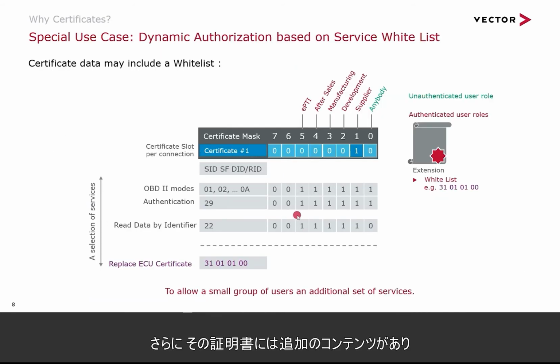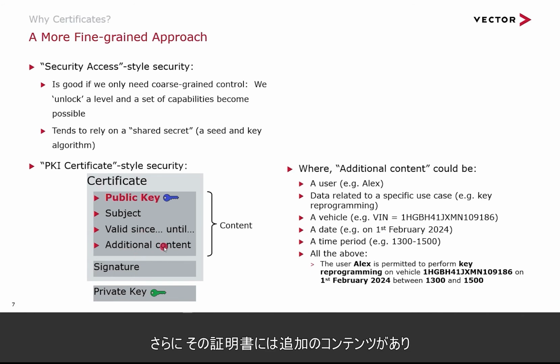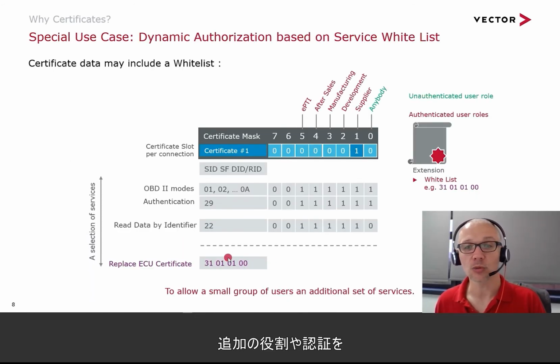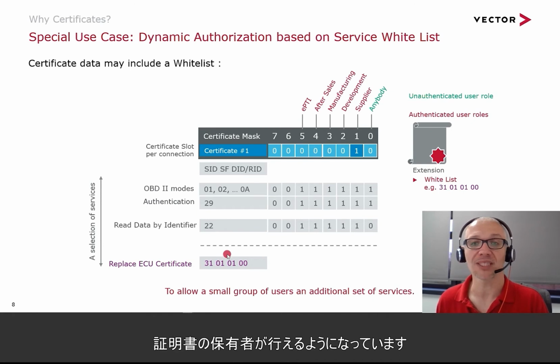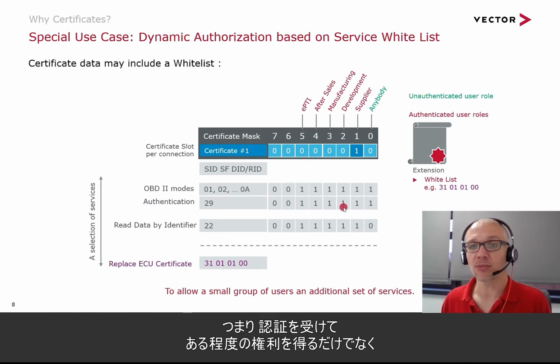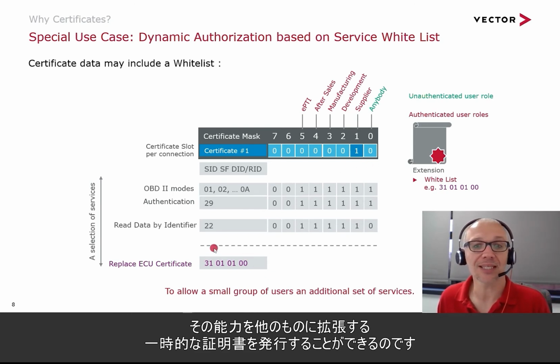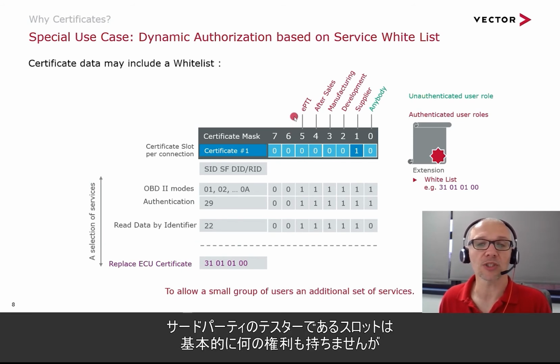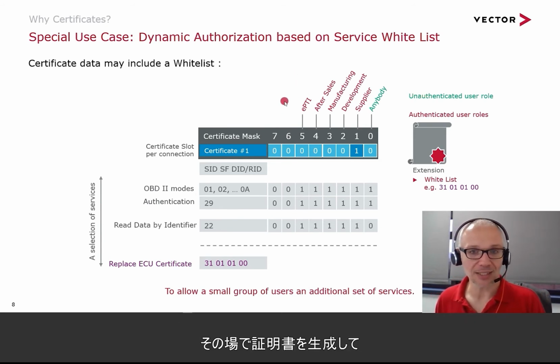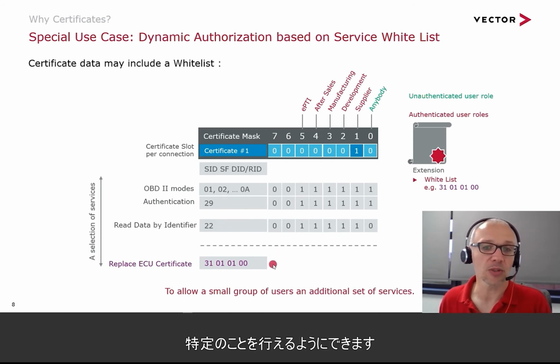Additionally, on that certificate, we have this additional content. We can provide additional things that are allowed to be done by the holder of the certificate beyond what they get through authentication. So we authenticate and we get some rights, but then additionally, we can issue a temporary certificate that extends the capability to other things. So what this means is we can have maybe a slot which is third-party tester, and it gets essentially no rights, but we can generate certificates on the fly which allow people to do specific sets of things.